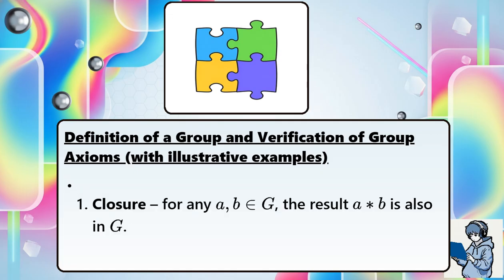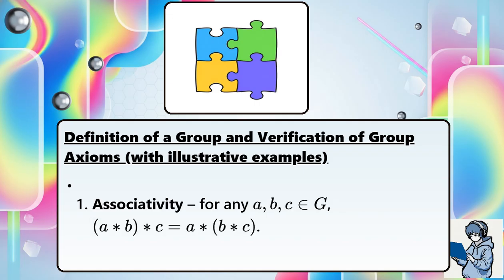The operation must satisfy four simple rules, called group axioms. Closure: for any a, b in G, the result a star b is also in G. Associativity: for any a, b, c in G, the product of a star b, then c, equals a star the product of b star c.